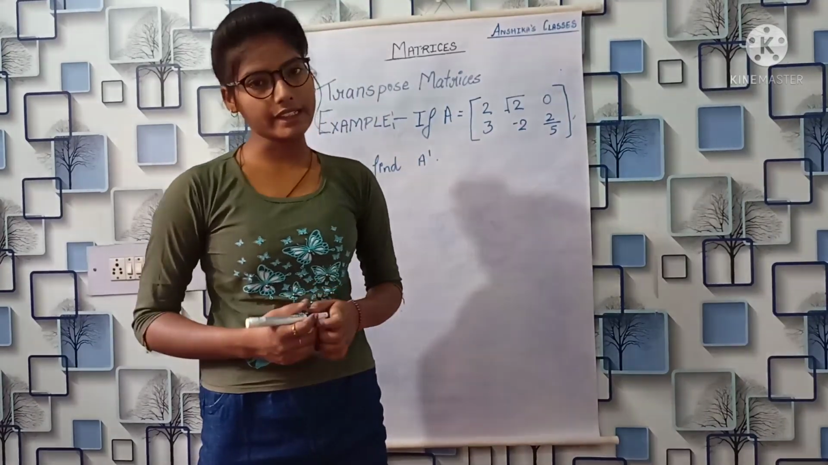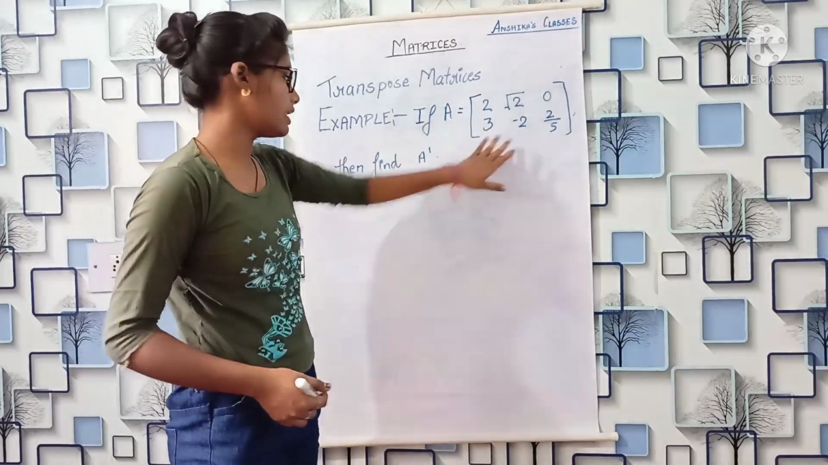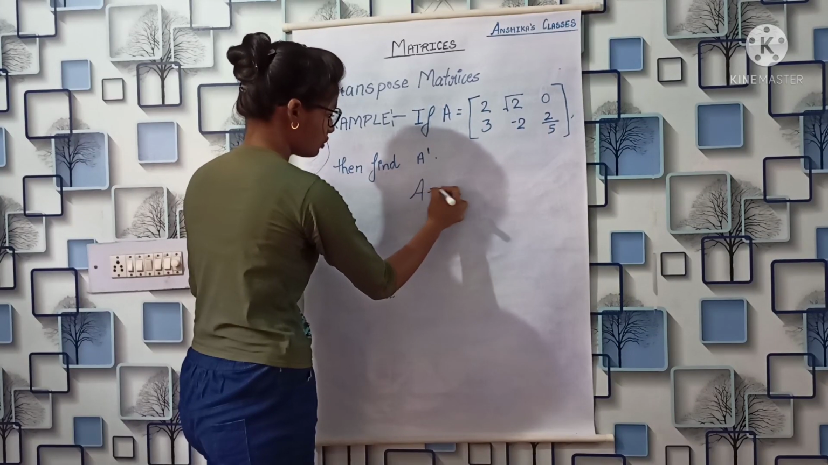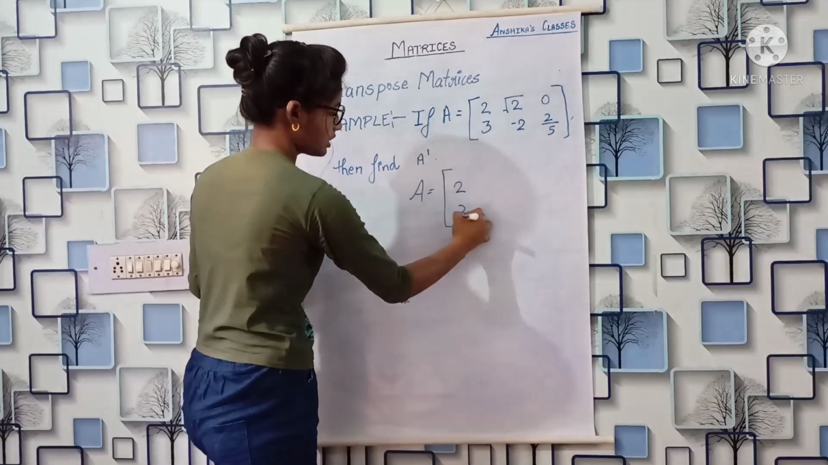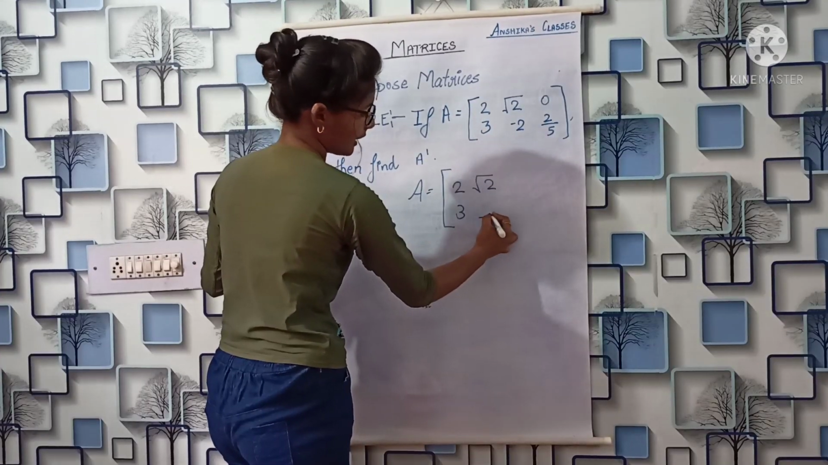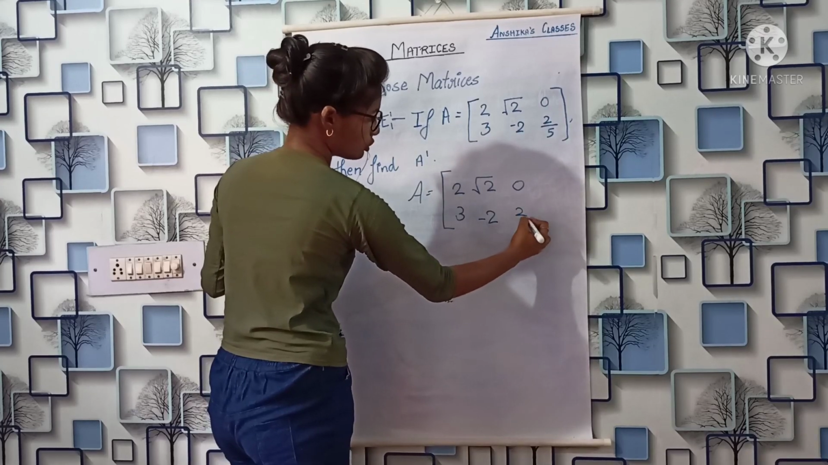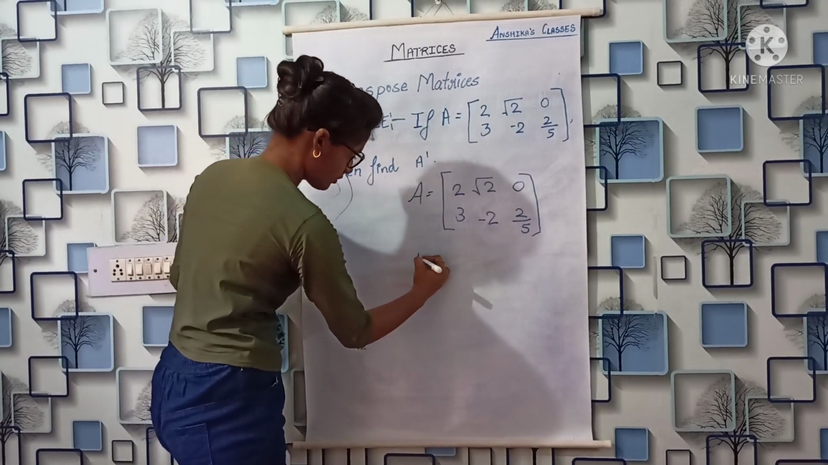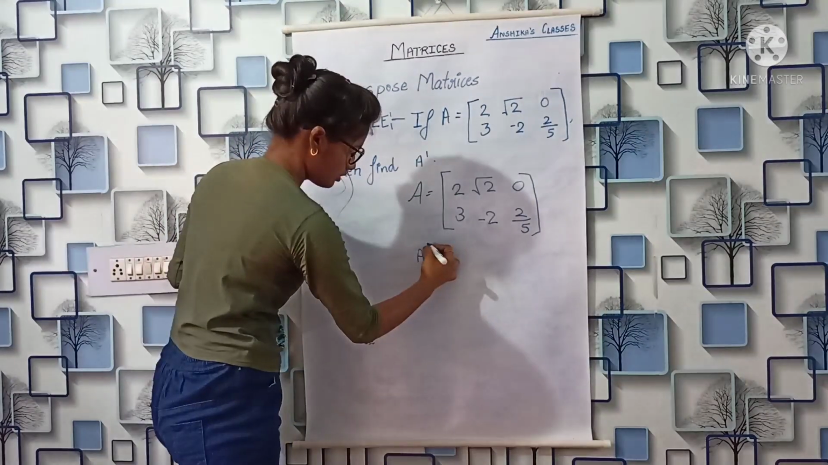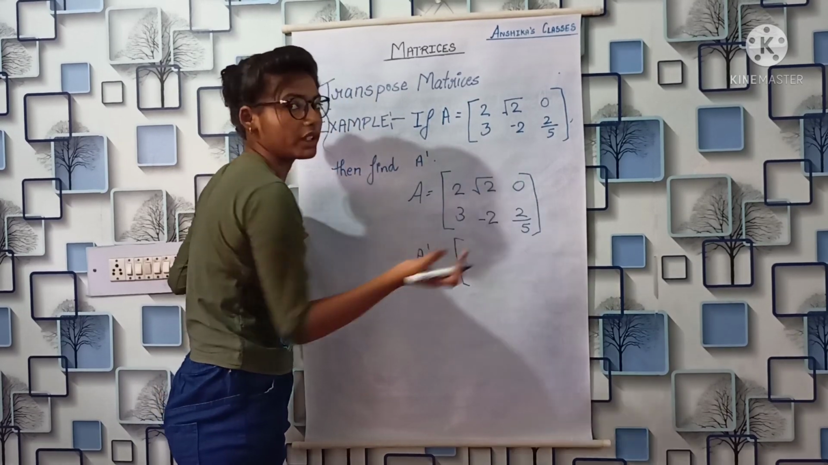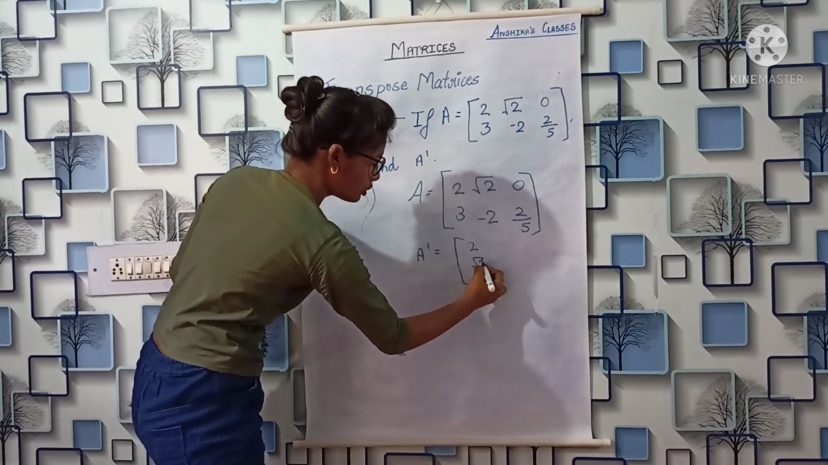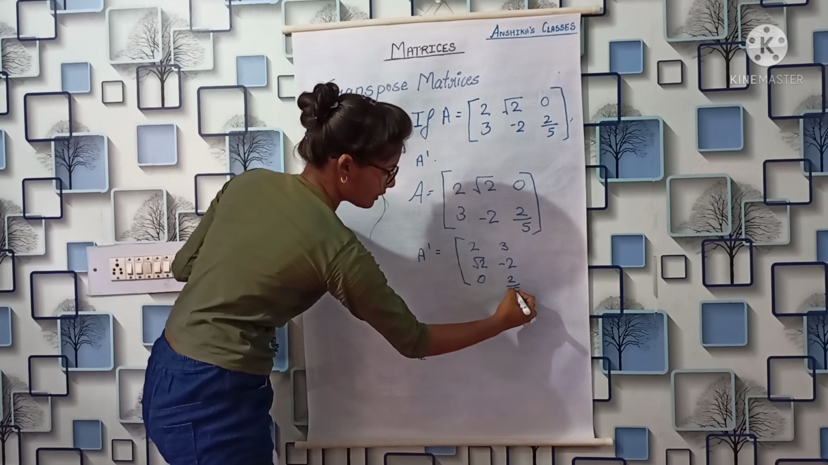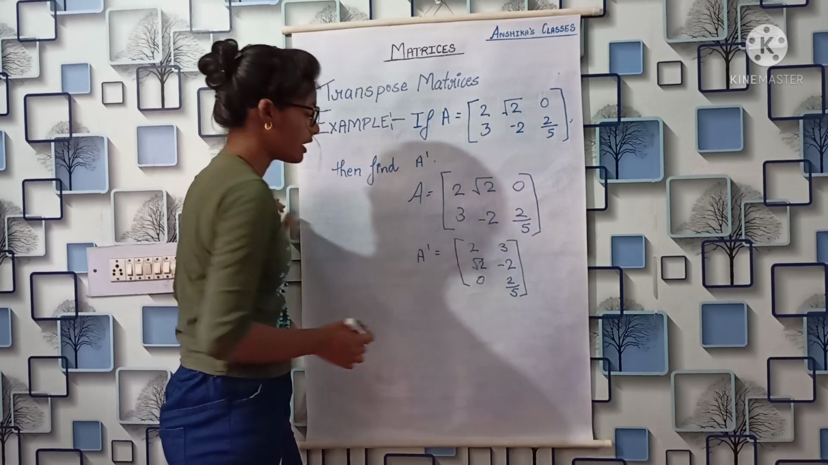So now let's take an example. If A is equal to this, then find A dash. So A is equal to 2, 3, root 2, minus 2, 0, 2 by 5. Then A dash is equal to, this is row, so convert into column. So 2, root 2, 0, 3, minus 2, 2 by 5. This is A dash.